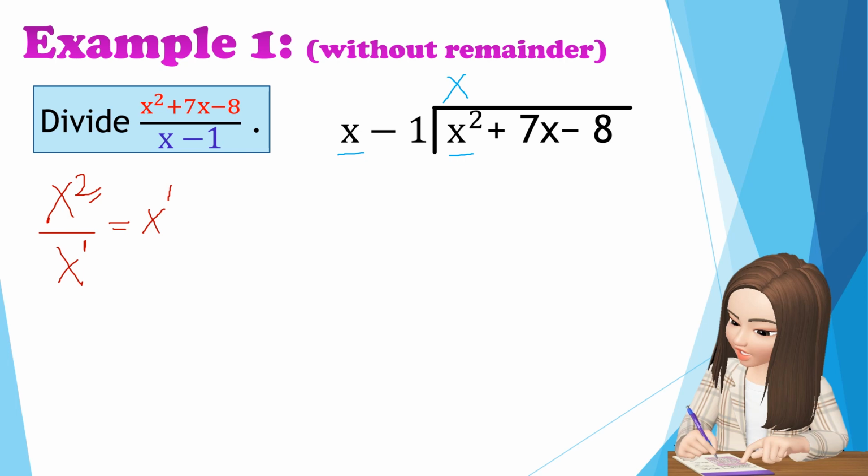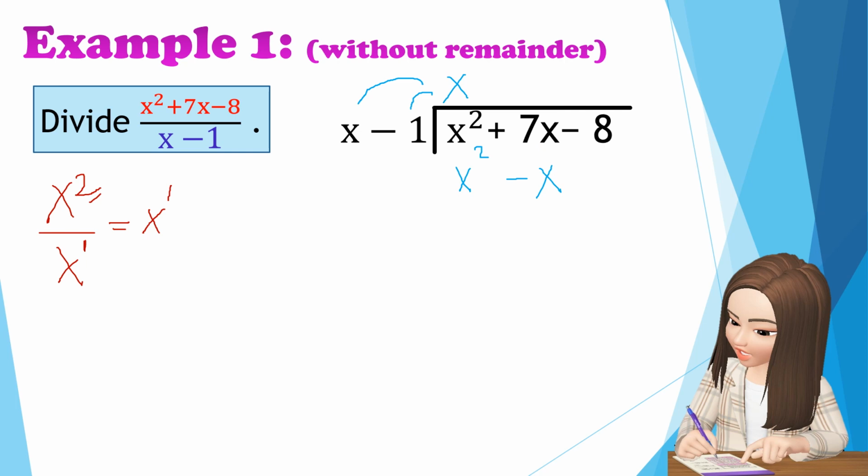Now, let us multiply x by all the terms of the divisor. So x times x, that is x squared. Make sure to align x squared to x squared because they are similar terms. Now, x times negative 1, that is negative x. Again, be sure to align negative x to 7x because they are similar terms.